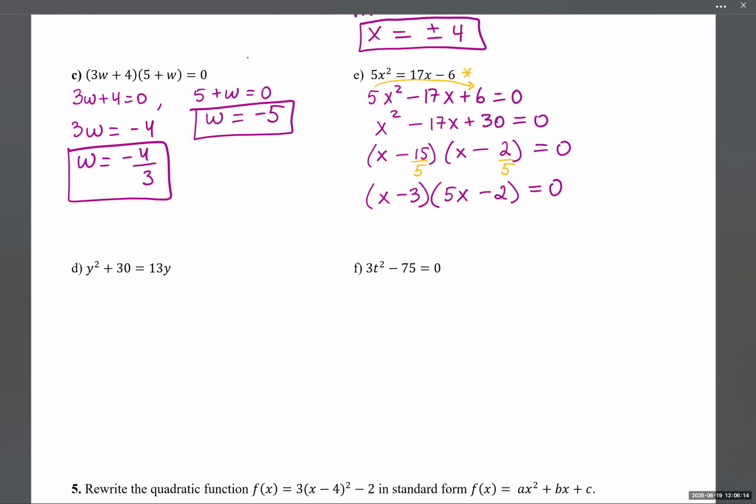So now this quadratic equation is factored, and then you can use the zero factor property to say x minus 3 equals 0 and 5x minus 2 equals 0. So x equals 3, that's the first answer, or x equals 2 over 5, and that is the second answer.